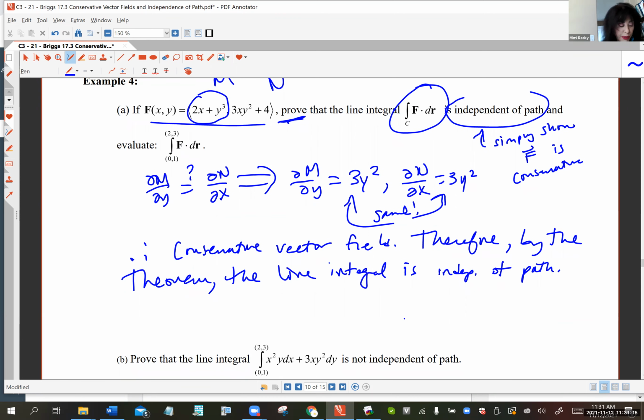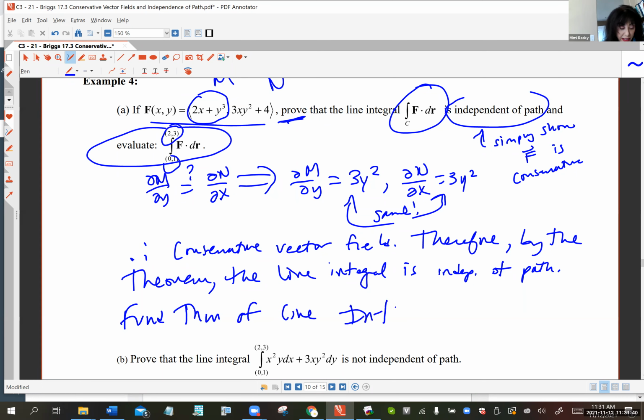So we just proved independent of path. Now let's actually evaluate that line integral. I'm going to use the fundamental theorem of line integrals because I can. They didn't give me enough information to parameterize. They didn't tell me how I got from the starting point of (0, 1) to the ending point of (2, 3), so I wouldn't even have enough to parameterize anyway. So the fundamental theorem of line integrals is valid for this problem because it's a conservative vector field. So we're going to use it.